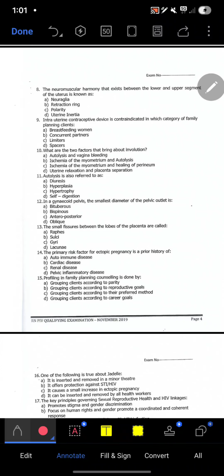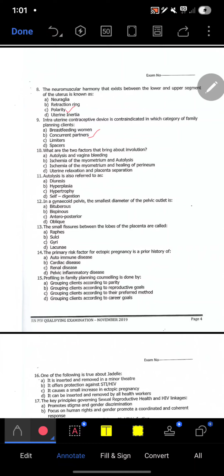Question 8. The neuromuscular harmony that exists between the lower and upper segment of the uterus is known as? The correct answer is C, which is polarity. Question 9. Intrauterine contraceptive device is contraindicated in which category of family planning clients? The correct answer is B, someone with concurrent partners.